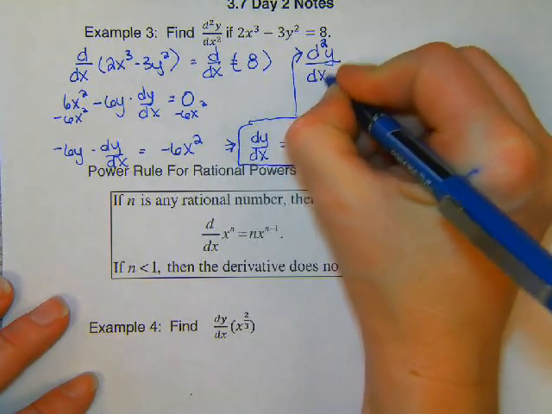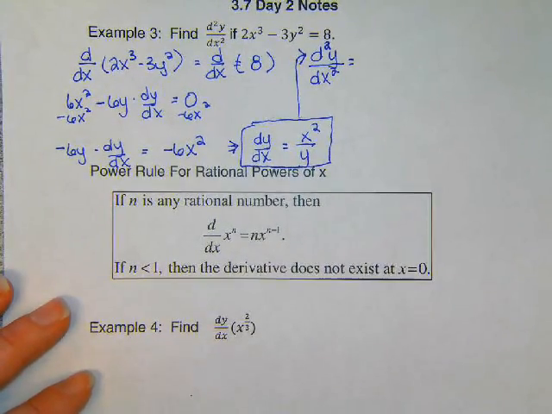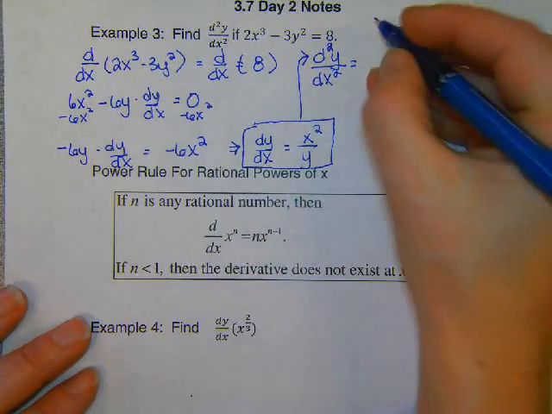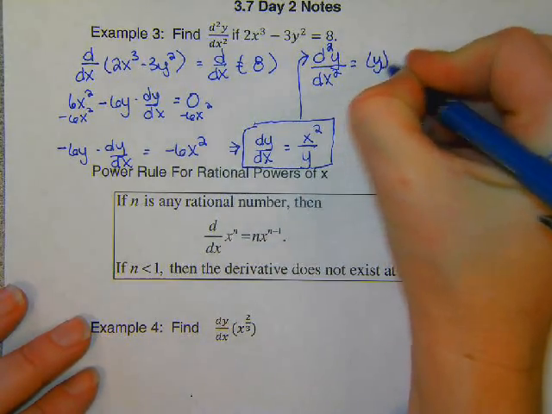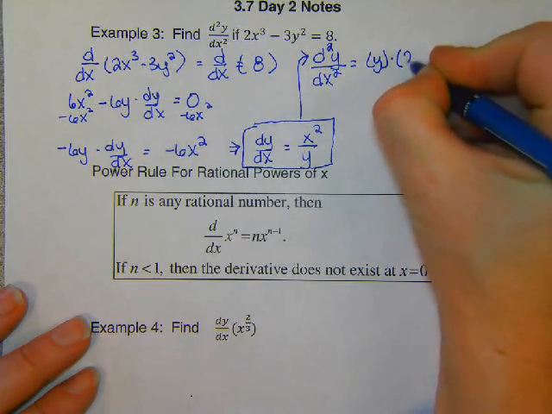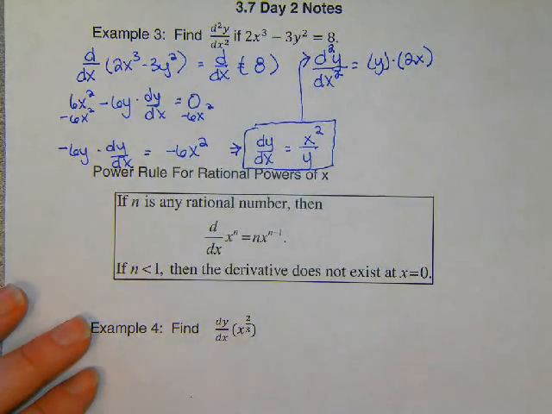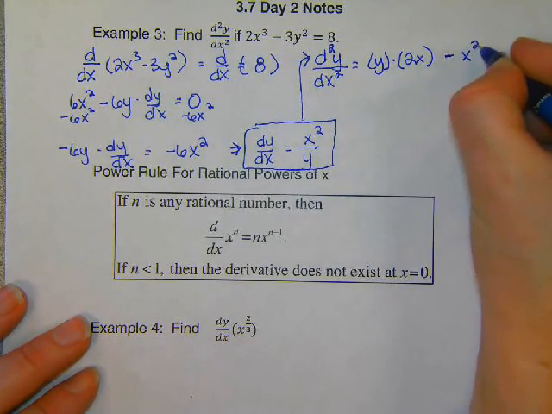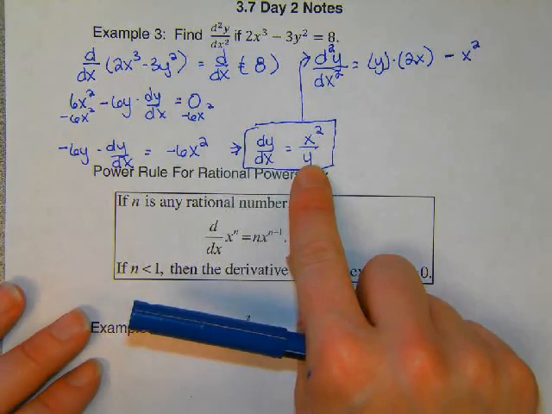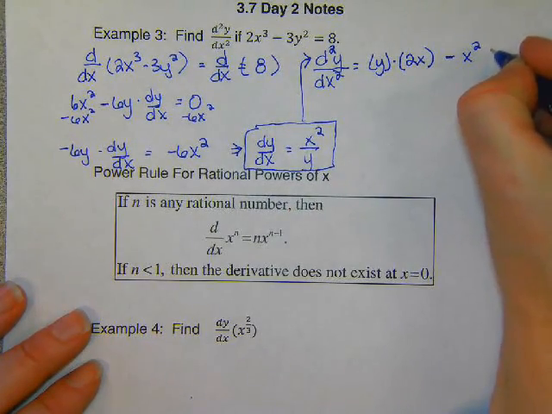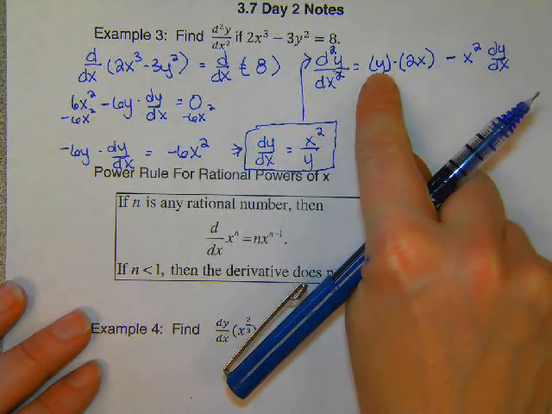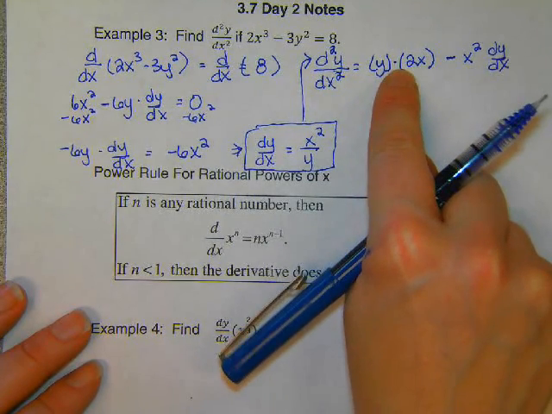I'm going to use some quotient rule. So low d high, which is y, times the derivative of the high would just be 2x, minus high d low, and that doesn't give me any problems with the x squared, but the derivative of y is 1 dy dx, so I'm going to write dy dx. Okay, so low d high minus high d low, and then square the bottom, and away we go.